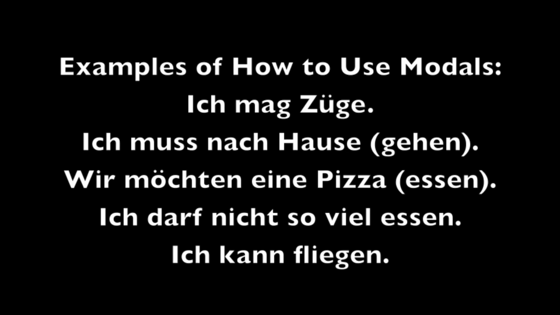And again, in that sentence, you can actually say, Ich muss nach Hause. I have to go home, without actually saying gehen. It's actually implied. Wir möchten eine Pizza. We would like a pizza. Again, you don't have to put essen at the end of the sentence because we assume that you're going to eat it. Ich darf nicht so viel essen. I'm not allowed to eat so much.